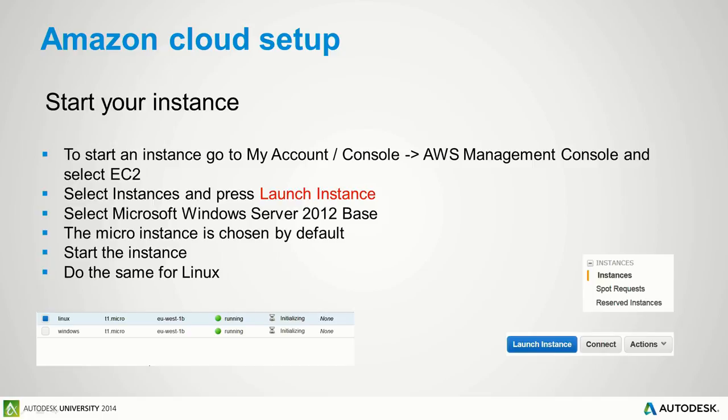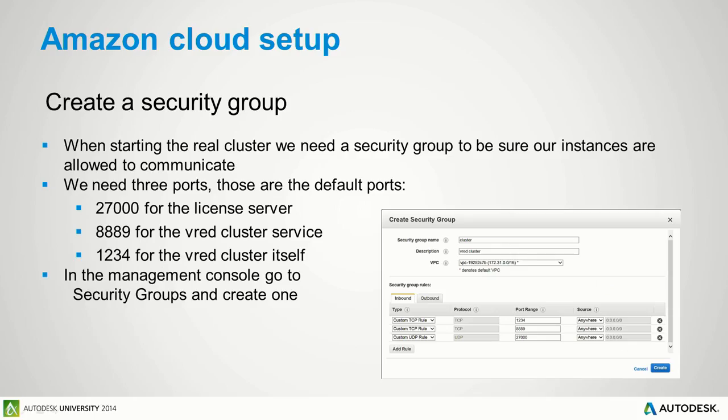Then you start it and you do the same for Linux. So what we have now is we have a Windows machine running and a Linux machine running. Both can be accessed from your desktop via remote session. It's easy, and up to now we burned no money. Then we create this security group. Here's just the example for VRED.